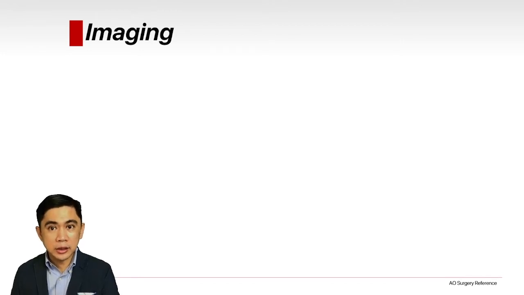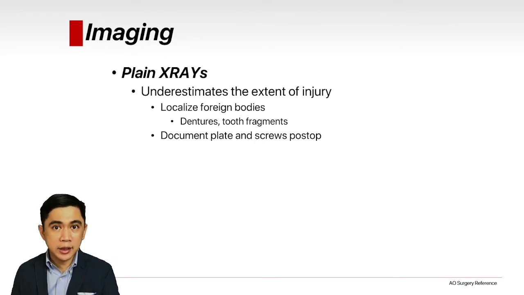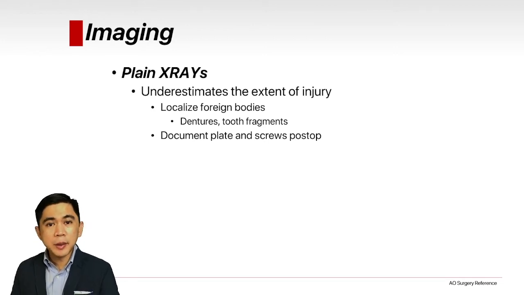So how about x-rays? CT scan has long replaced the use of conventional x-rays in fracture patients. X-rays underestimate the extent of injury as well as the degree of fracture displacement. However, x-rays can still be useful, especially in quick localization of foreign bodies like dentures or tooth fragments, as well as documentation of plate and screw placements post-op.